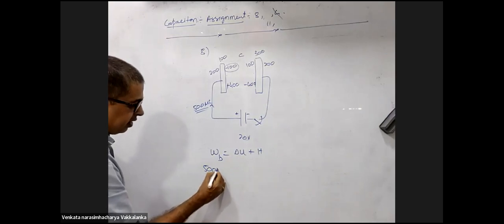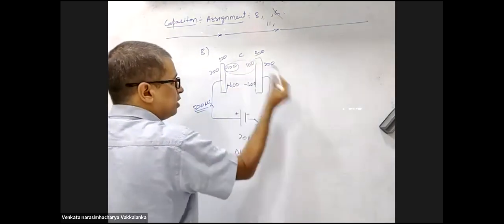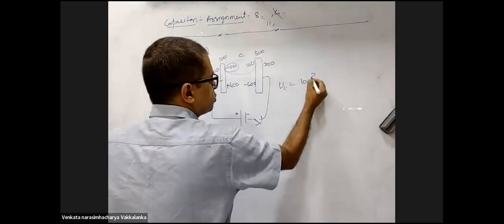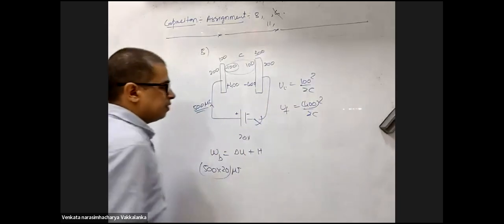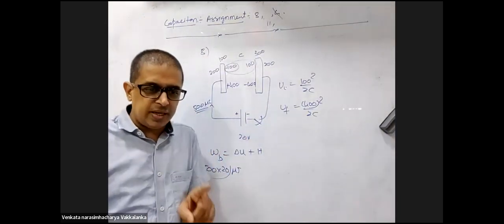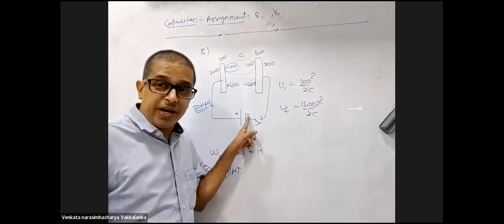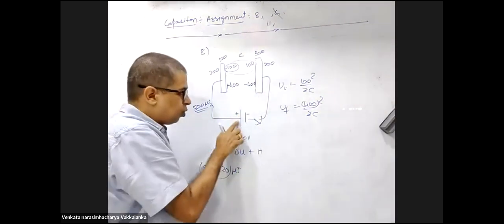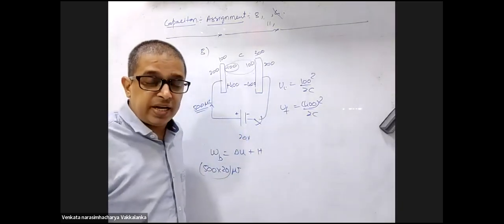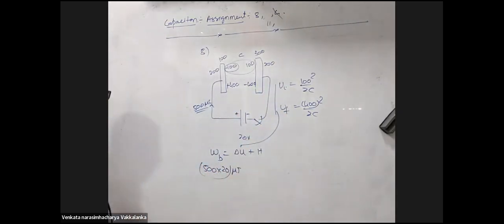Work done by the battery is 500 into 20 microjoules. Delta U: initial energy U initial is 100 square by 2C, U final is 400 square by 2C. Polarity of the battery is a very crucial thing here. What made you say that this is positive and negative? Because I saw the capacitor, and on the capacitor he showed this positive and this negative, so I took this to be positive. It's a misprint as far as the battery terminals are concerned. Delta U, you substitute here, and you'll get work done by the battery is delta U plus heat loss.